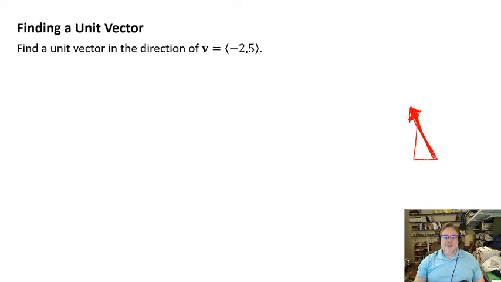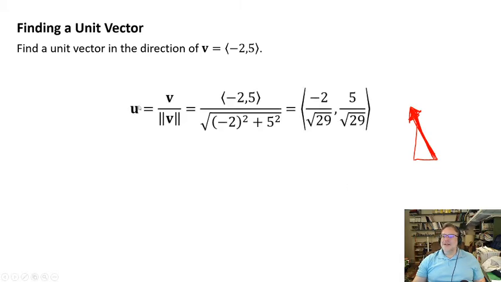So it's pointing to the northwest. It's a little bit more north than it is west because 5 is larger than 2. All right, and so here's how we find the unit vector in this same direction. We have to take this vector and divide it by its magnitude. Well, what's its magnitude here?